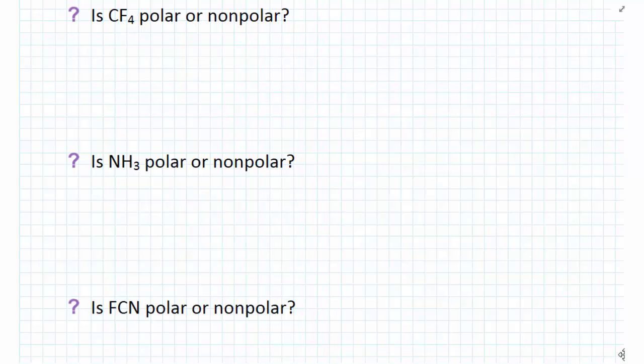They only cancel if they're equal strength and straight across from each other. Talk about that. The only way that arrows will cancel is if they are symmetrical and equal in strength. Okay? Good.